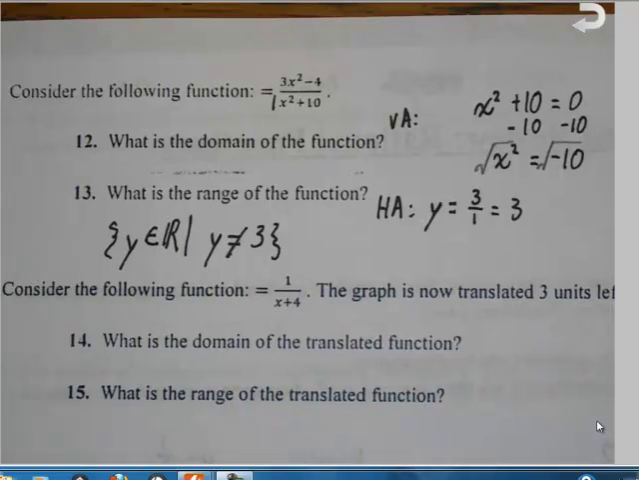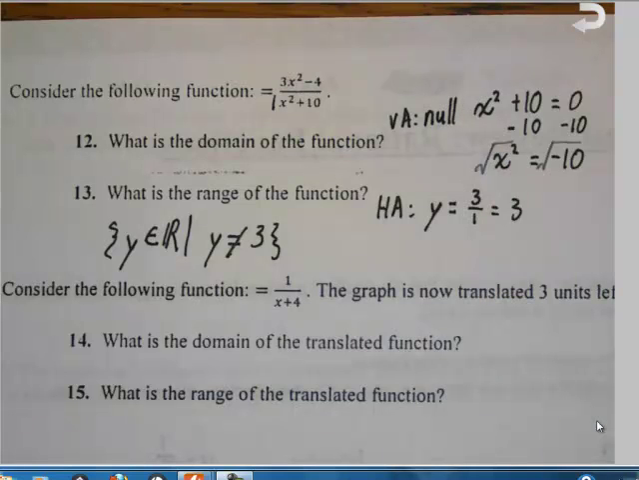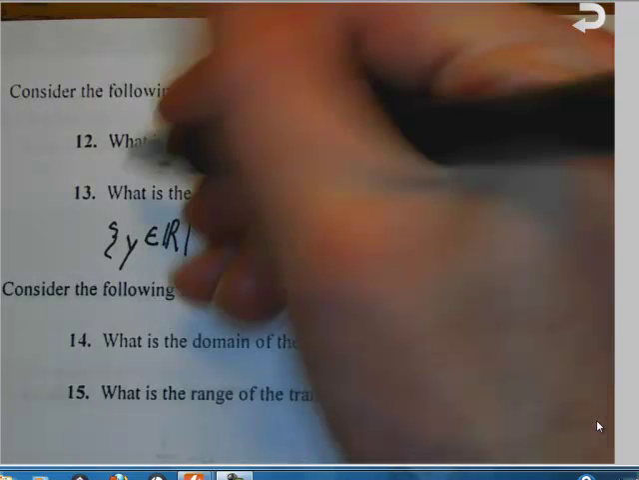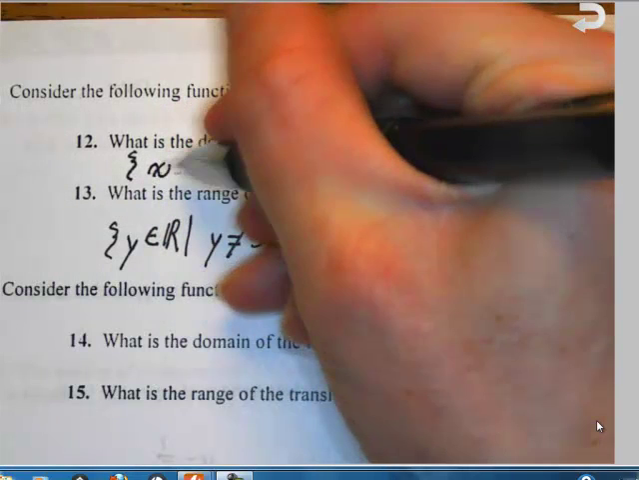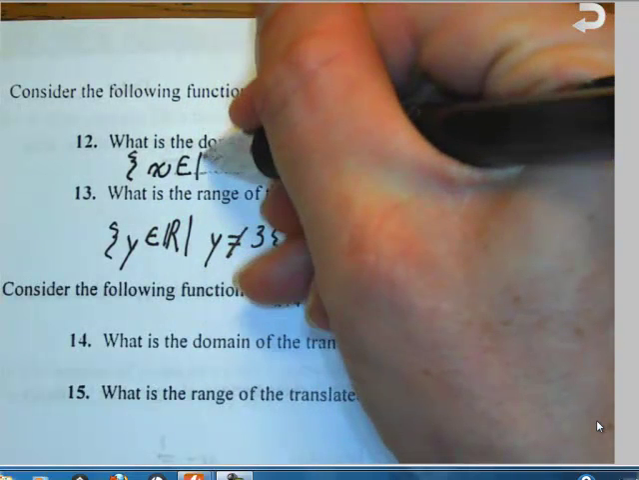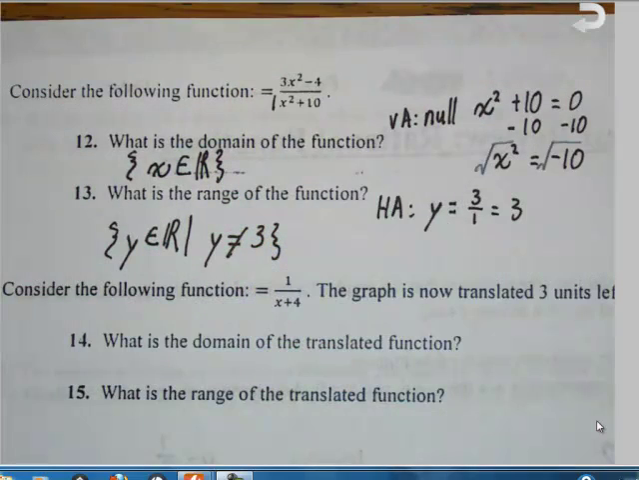And so therefore, since there is no real number that would have the vertical asymptote existing, we would say that the vertical asymptote is empty, or null. And so the domain is simply that x is the set of real numbers. Unlike the range, which has an exception at 3, in this case the domain is just any real number at all.